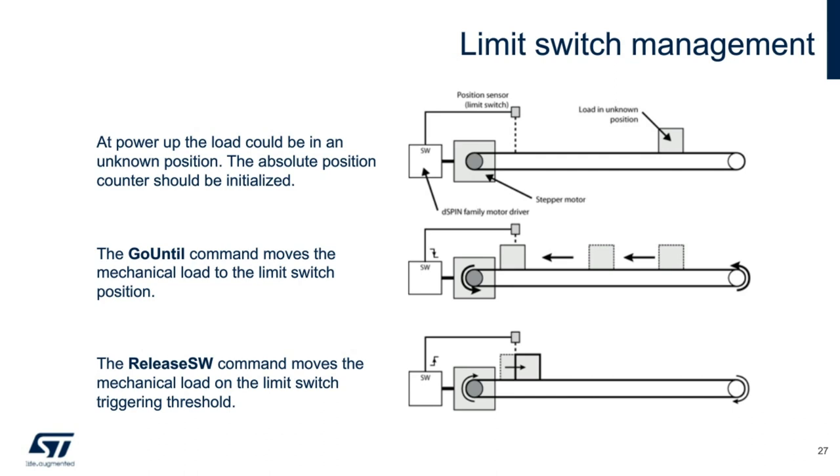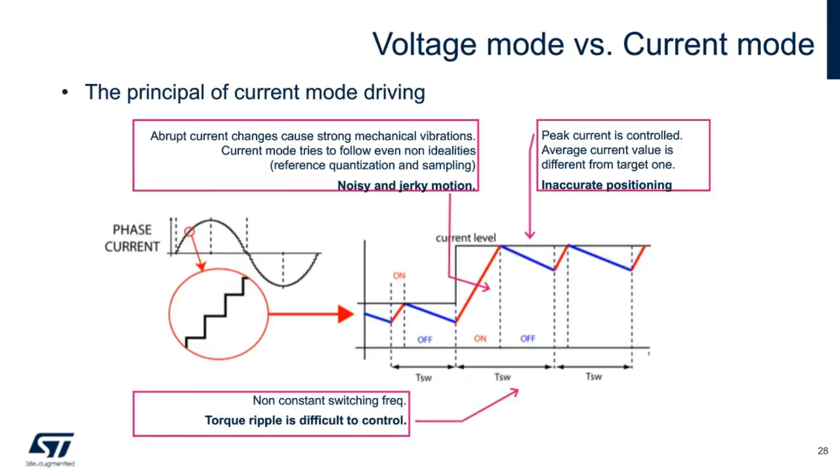The PowerStep01 has two fundamentally different modes: current peak control mode and voltage mode control. On the left side, you can find the sinusoidal curve typical for microstepping. On the right side, you can find a zoom in of this waveform, specifically focusing on the change from one current level to the next one.